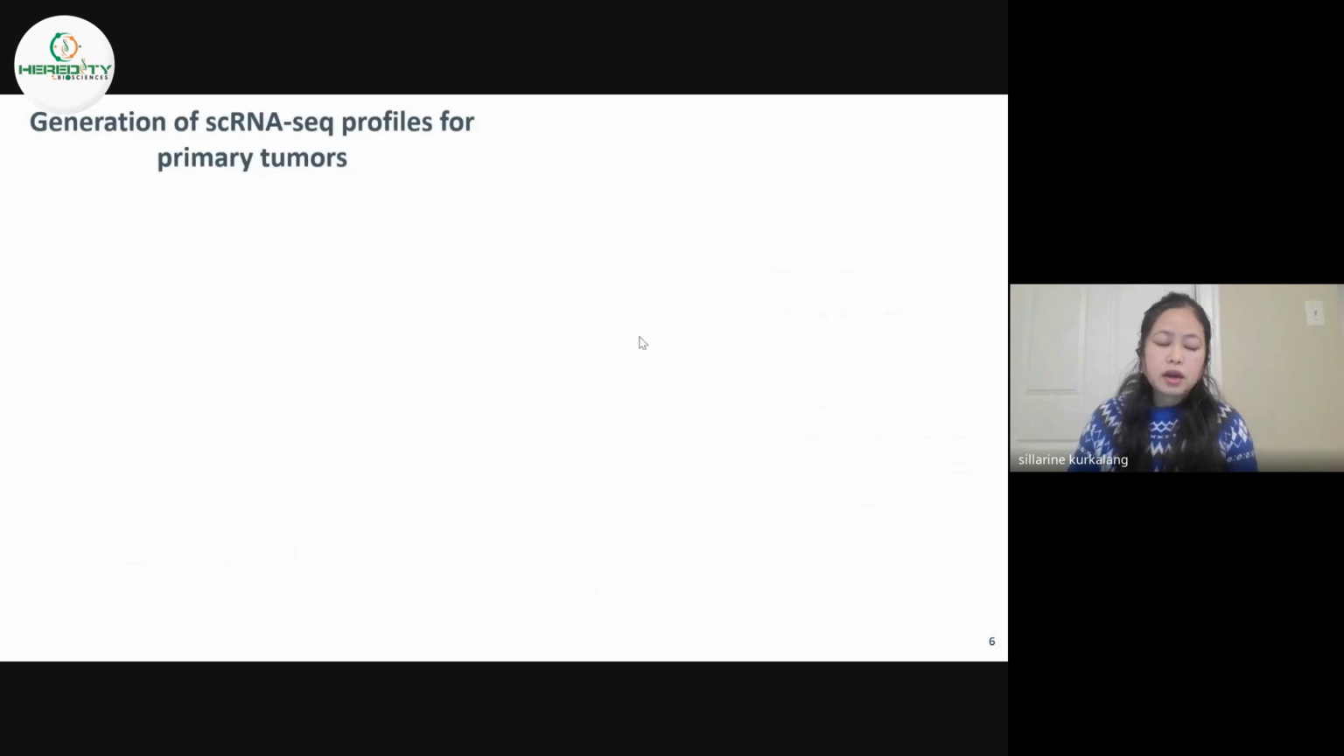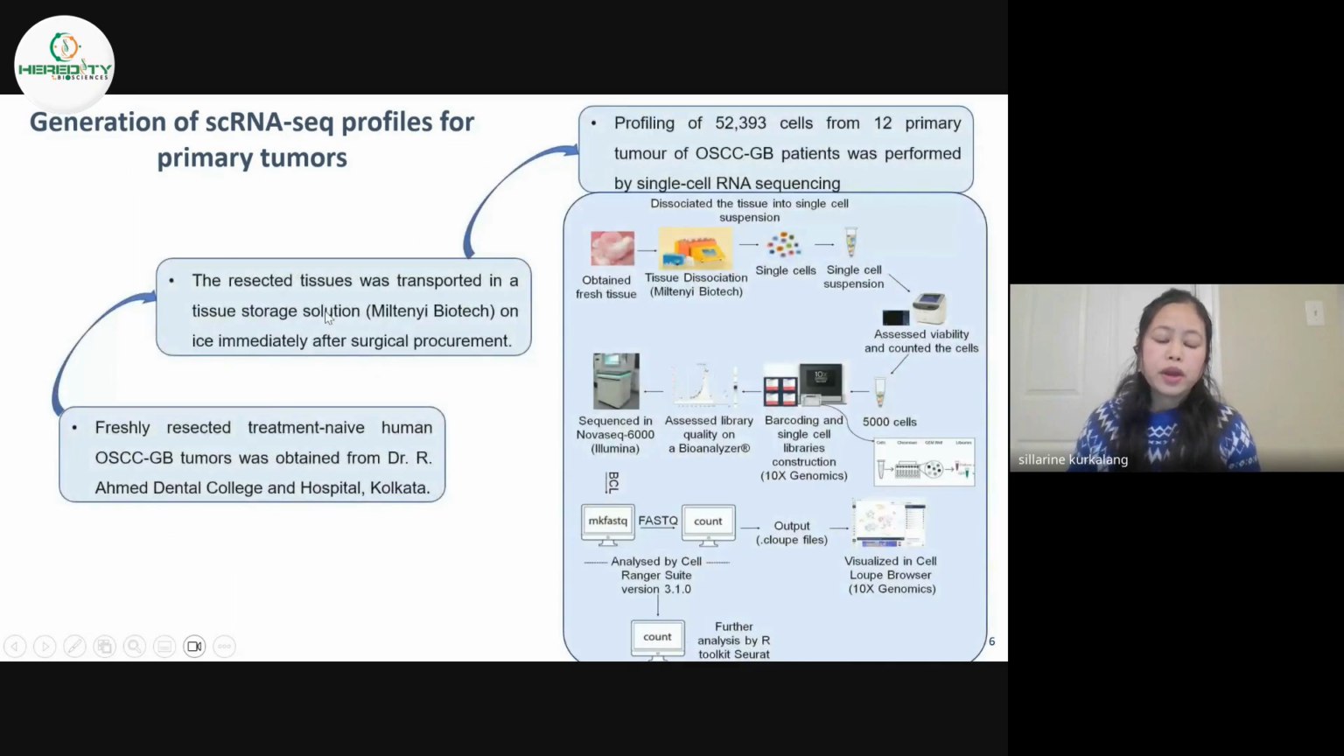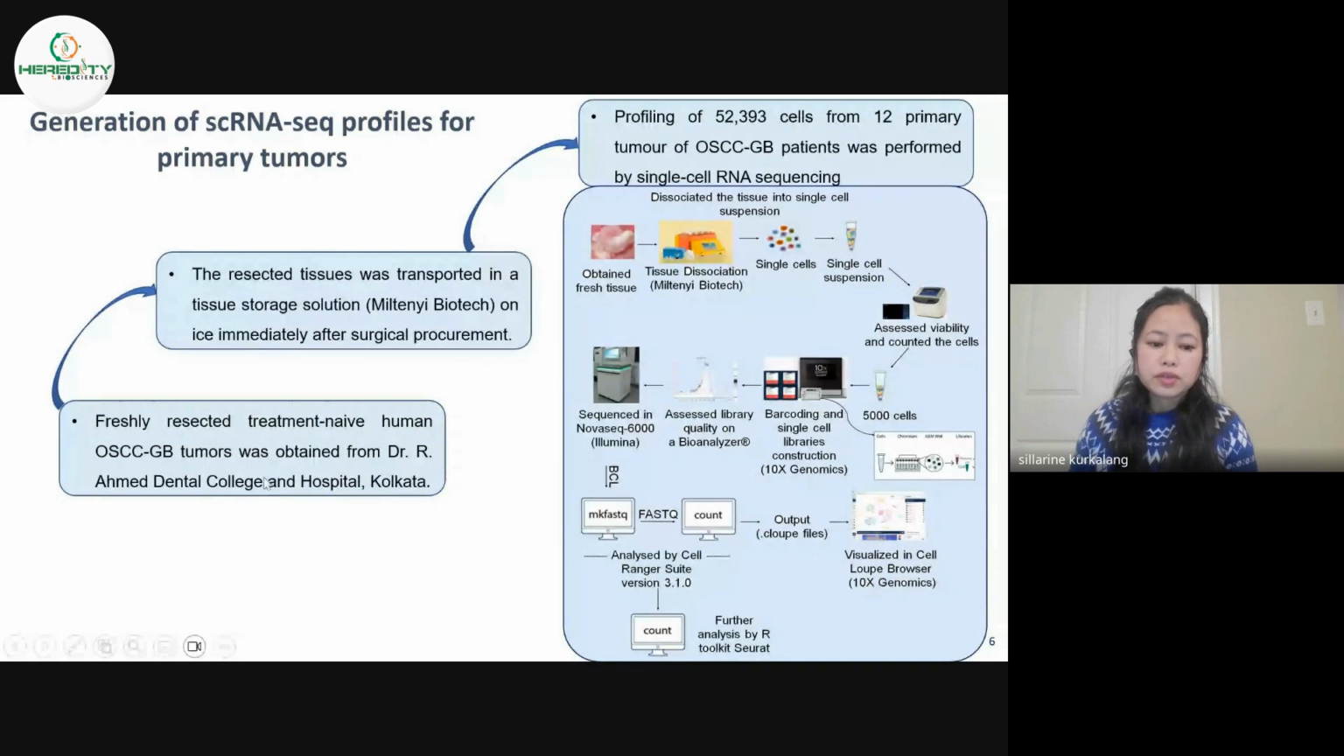So for this, we generated single-cell RNA sequencing profiles for the primary tumors from oral cancer patients, where we collected the tumors from treatment-naive patients, meaning patients who have not received any treatment. The tumors were collected from oral cancer patients attending the Dr. R. Ahmed Dental College and Hospital, Kolkata.